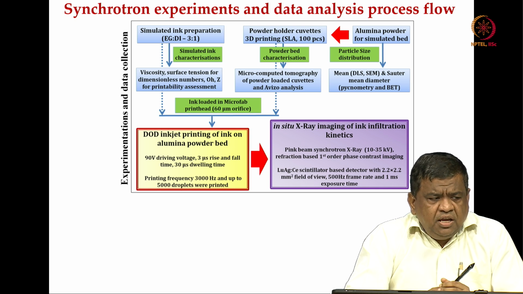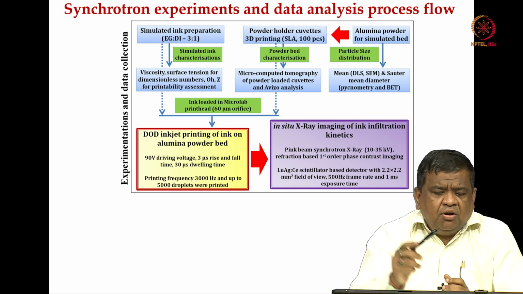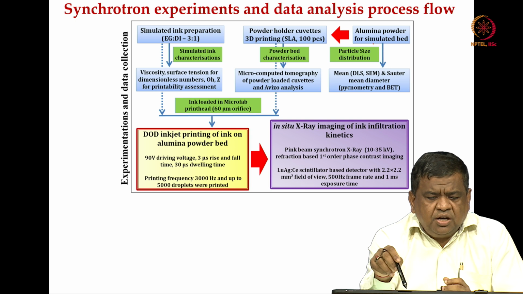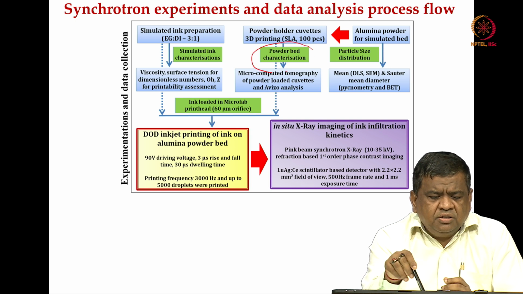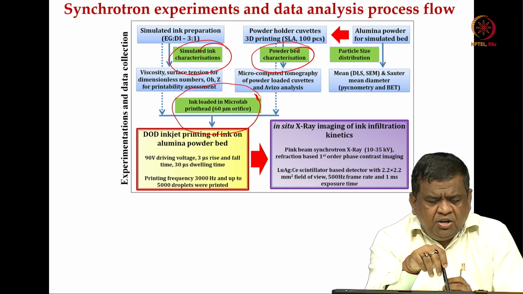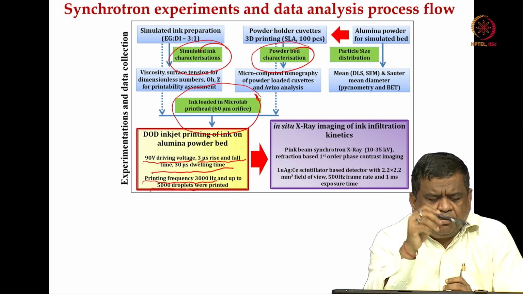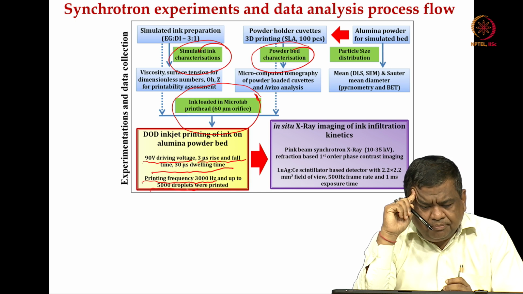And what you can see is the synchrotron experiments and data collection. The top part has been mentioned: you have alumina powders for the simulated bed, then powder holder cuvettes, and then simulated ink composition, then ink loaded in a Microfab printhead with a 60 micron orifice, then a DOD inkjet printhead. These are 90 volt driving voltage, 3 microsecond rise and fall time, 30 microsecond dwelling time, printing frequency is 3000 Hz, and up to 5000 droplets were printed.